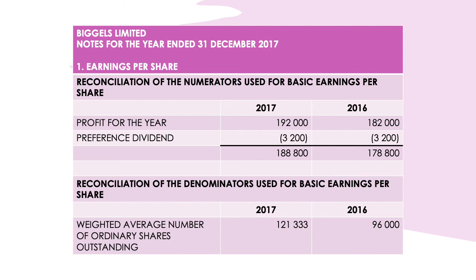We then need to do the reconciliation of the denominators used for the basic earnings per share. Now here, you just state the weighted average number of ordinary shares outstanding, and you then must please reference your calculation or reference your big table so that we know where you got that 96,000 and where you got the 121,333. Now, this is the basic disclosure. There are a few more questions in your question pack asking for the earnings per share note for the financial statements. Please go and take a look at these questions. Also go and read through the disclosure section or the disclosure paragraphs in IAS 33 just to make sure exactly what needs to be presented in an earnings per share note.